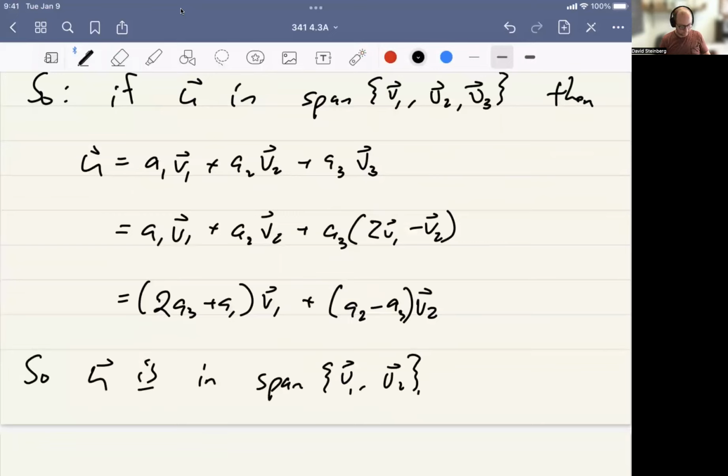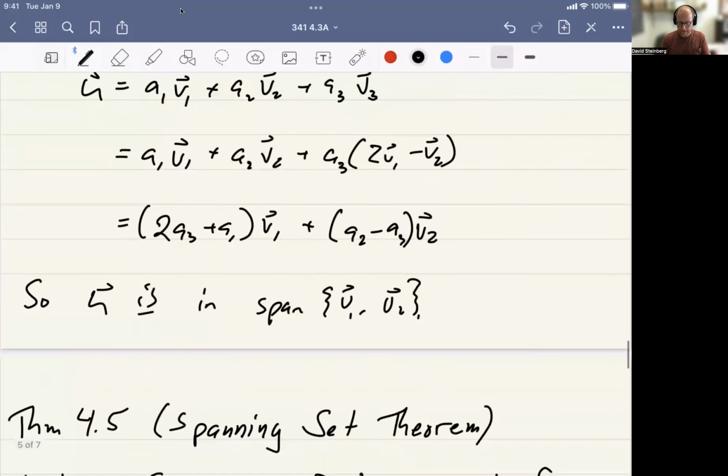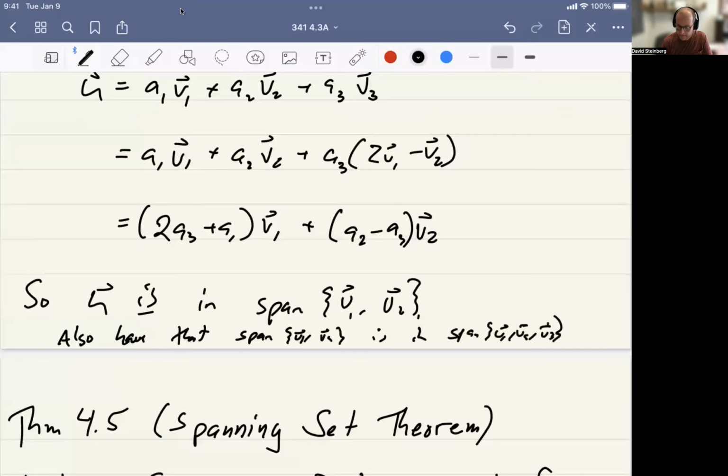And then it's clear, also, that the span of v1, v2 is in the span of v1, v2, v3. Okay, so that shows that these two spans are actually equal.